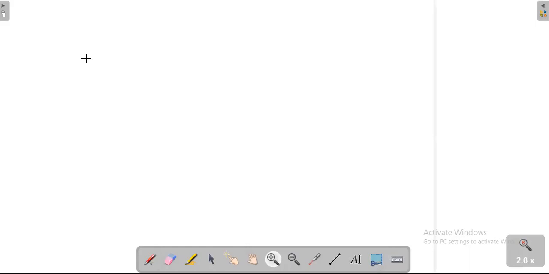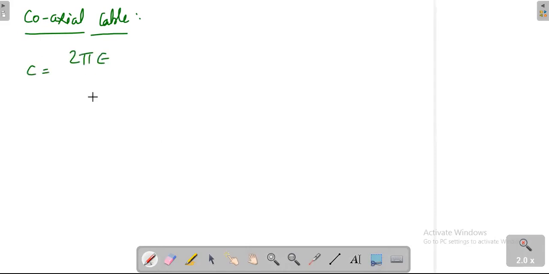Okay, next, coaxial cable. Because some formula is there regarding that, I will mention that. When you have coaxial cable that consists of inductor and capacitor, the capacitance of the coaxial cable is 2 pi epsilon divided by ln b by a. Anybody, what is the unit of this capacitance? Farad, or farad per meter, or something else?